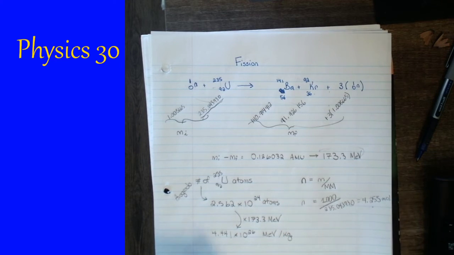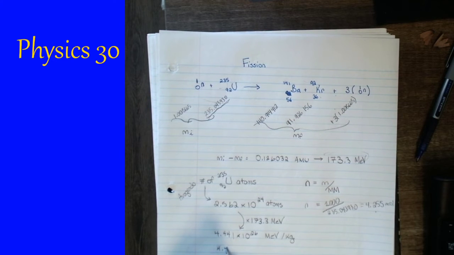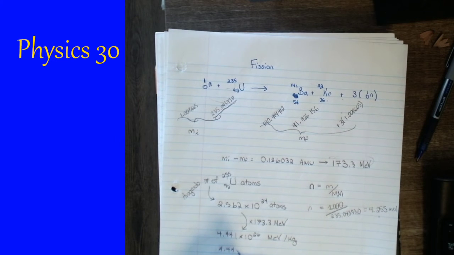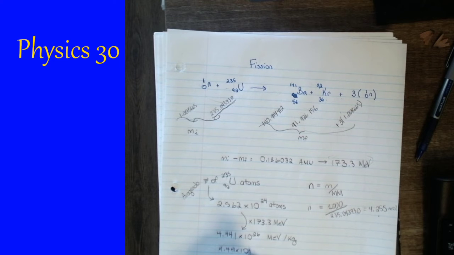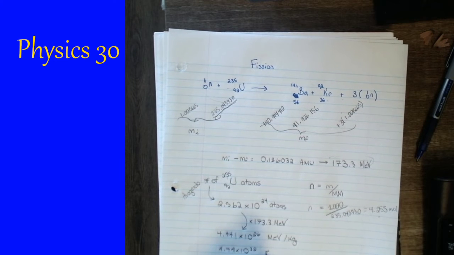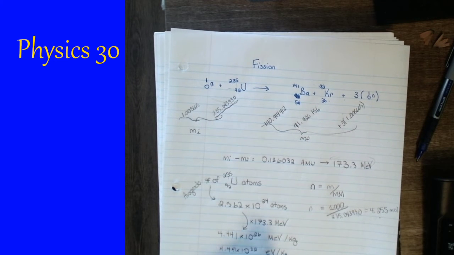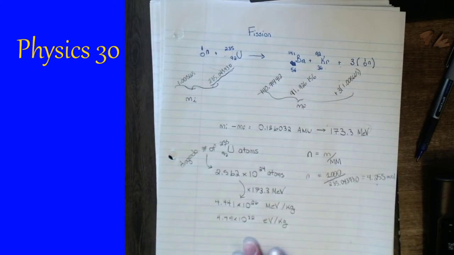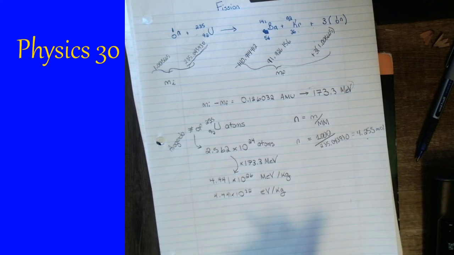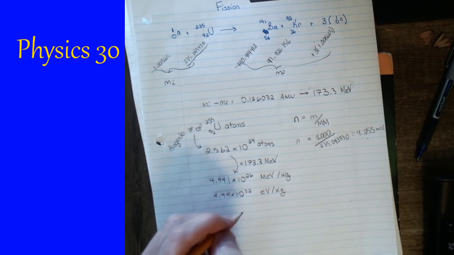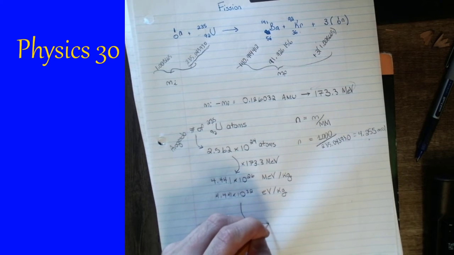Okay, so that's 4.441 times 10 to the 32 electron volts per kilogram, just getting rid of the mega. And then we can go from electron volts to joules.